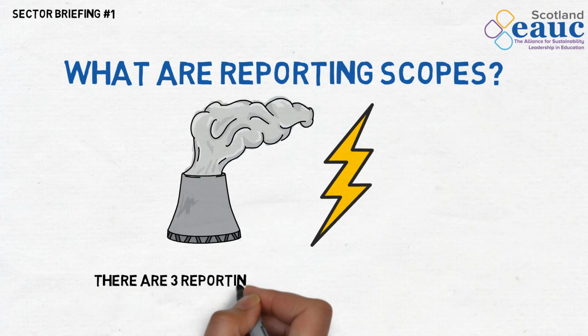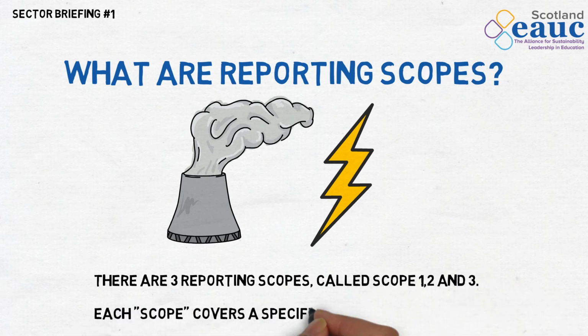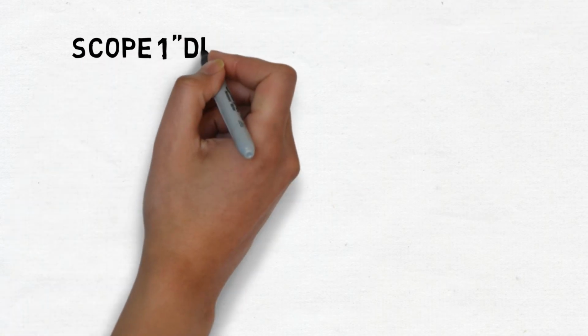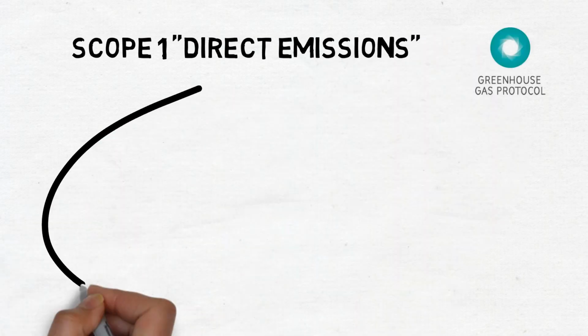There are three reporting scopes called Scope 1, Scope 2 and 3. Each scope covers a specific group of emissions. The scopes are defined by the greenhouse gas protocols. Scope 1 is defined as direct emissions from owned and controlled sources.